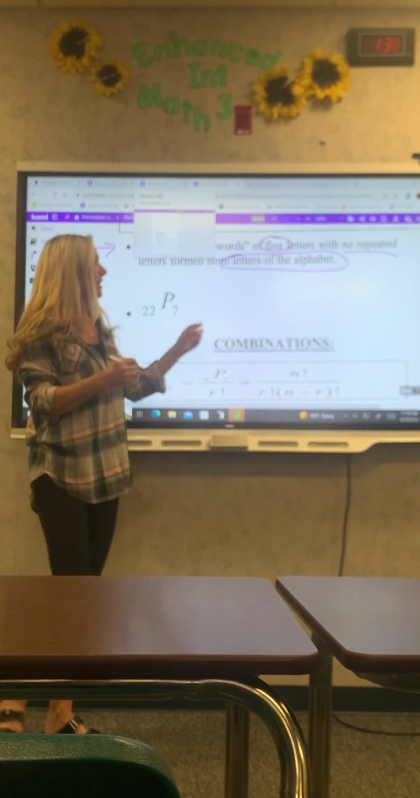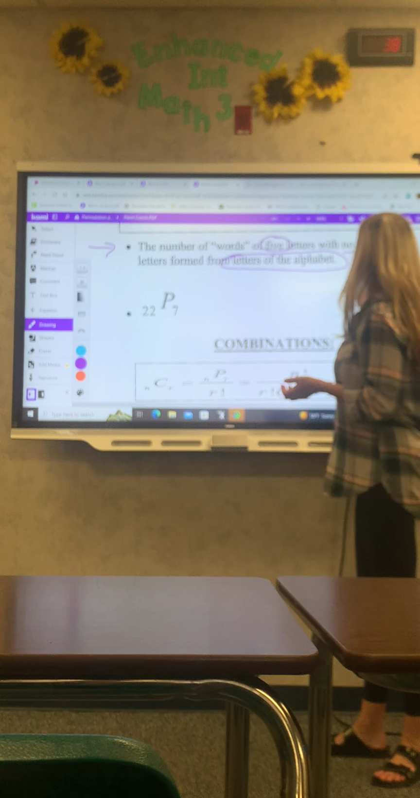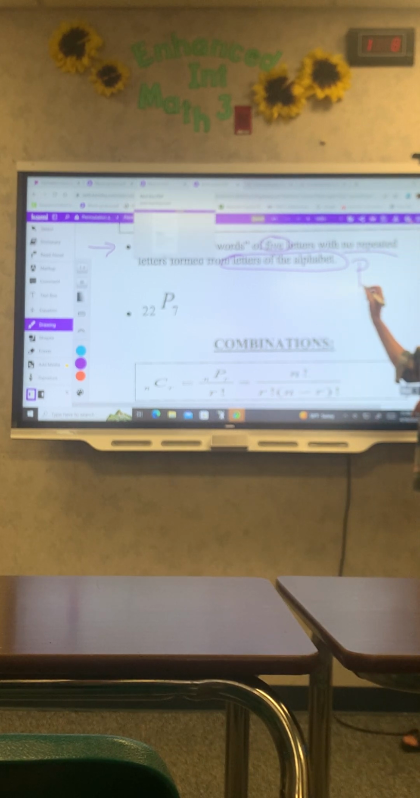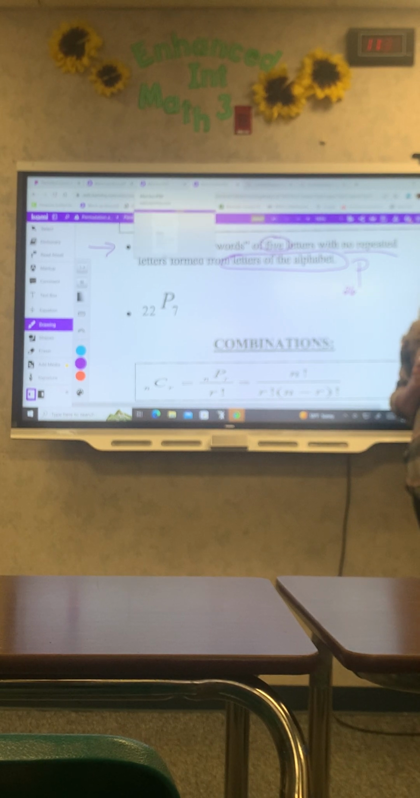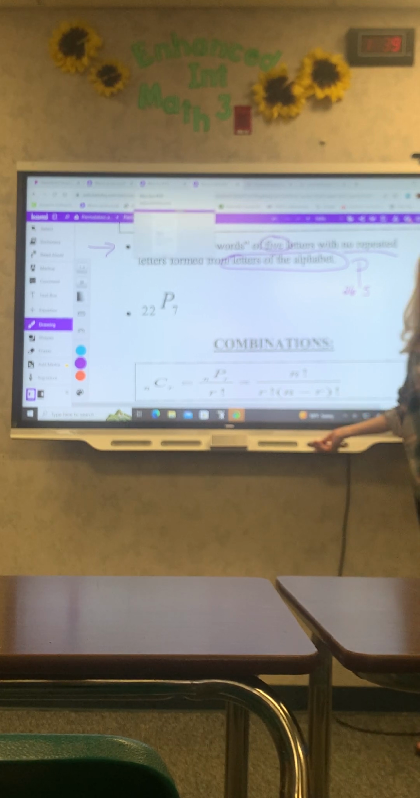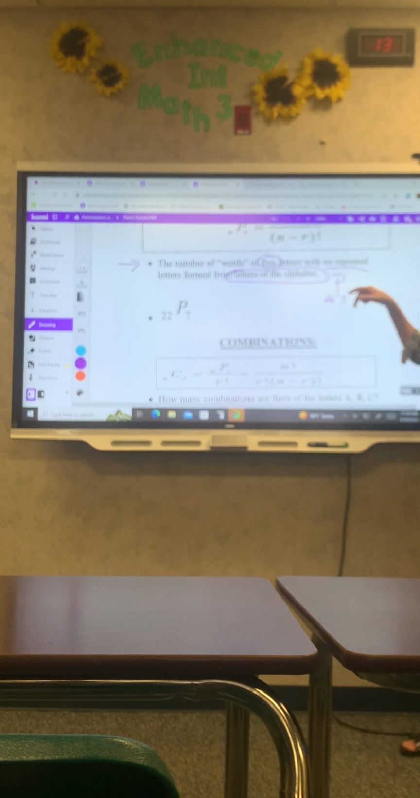So, how many letters are in the alphabet? 26. So, P stands for permutate. 26 is how many letters are in the alphabet. How many of those are we going to move around? 5, right? It says 5. So that is the notation that says we're going to do 26 permutate 5, because we're not doing all of them. Okay, so now we're going to back up.